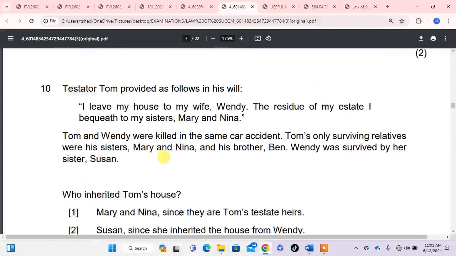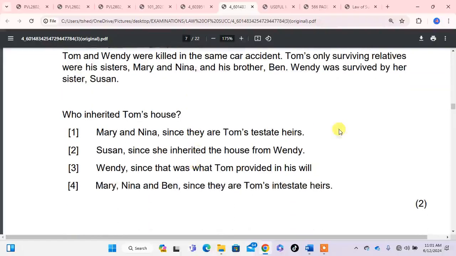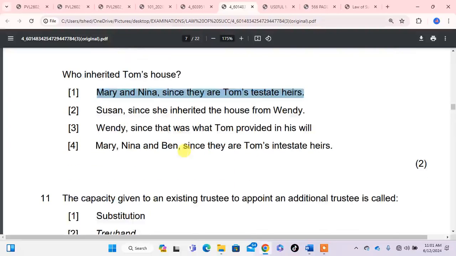In this question, since Tom and Wendy were killed in the same accident, we do not know whether Wendy died first or Tom died first. Because it is already written that the residue of the estate should be bequeathed to the sisters Mary and Nina, Mary and Nina will be the ones who inherit the house since they are still alive. Wendy would have inherited, but we do not know whether she or Tom died first. If he died first, maybe we would be saying that Susan would inherit from Wendy. However, it is not sure that Wendy has actually inherited. Therefore, Mary and Nina will be the ones who are suitable. I hope you understand this question.